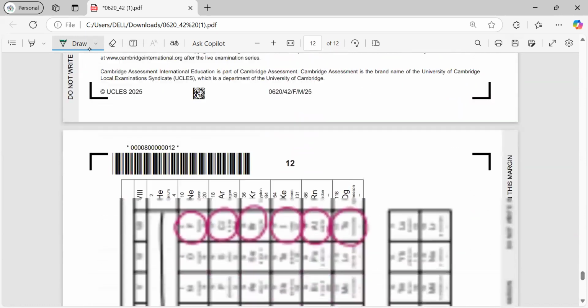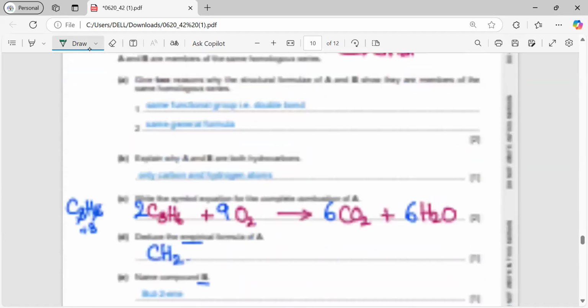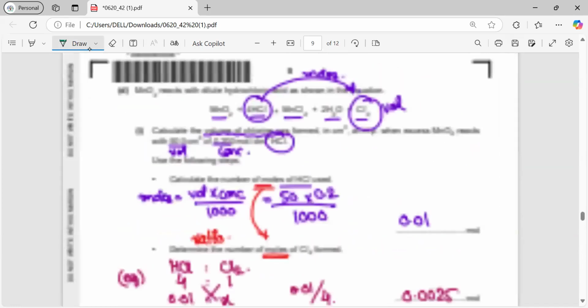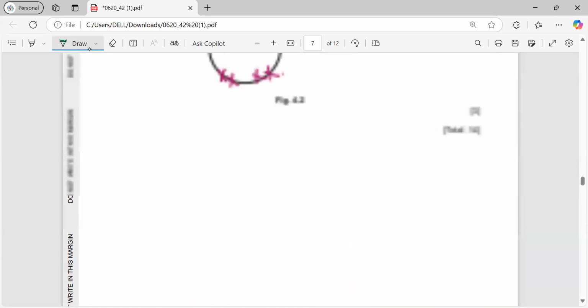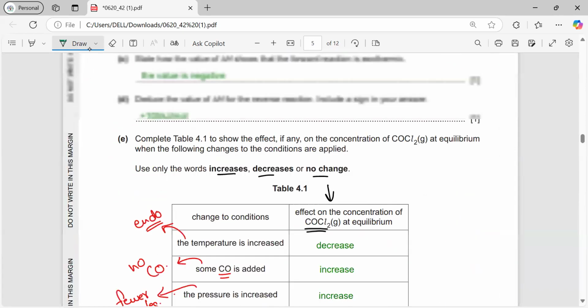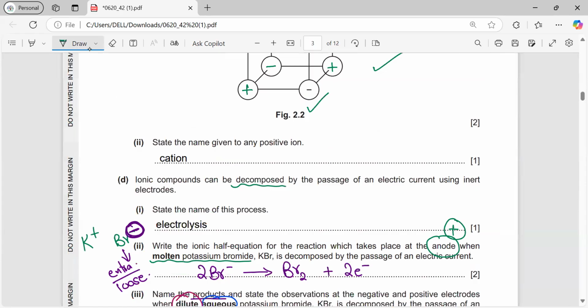So this is the last question. We did the last 4 questions in this paper, and for the first 3 questions, you have to see the previous video to go through them, and the paper is done.